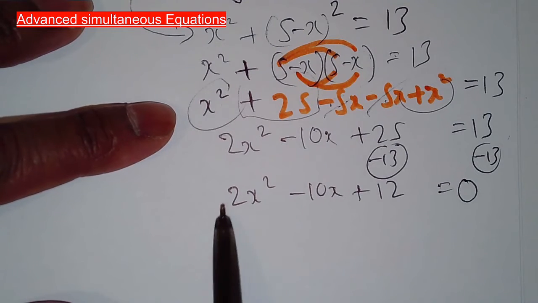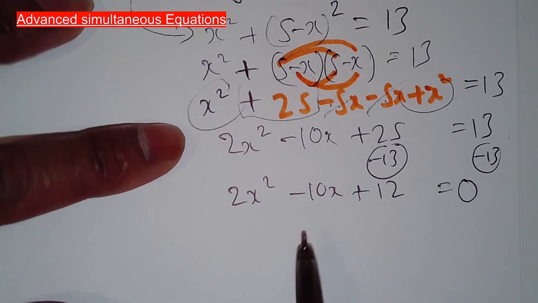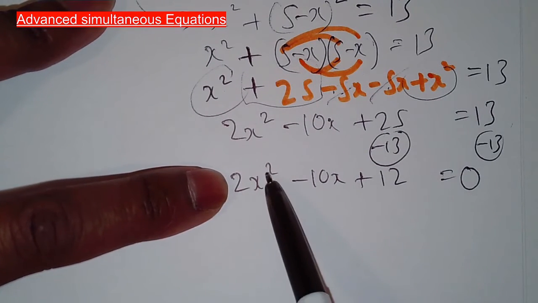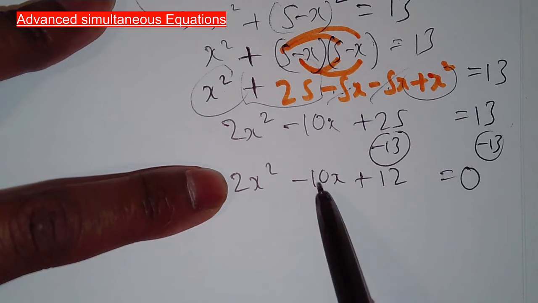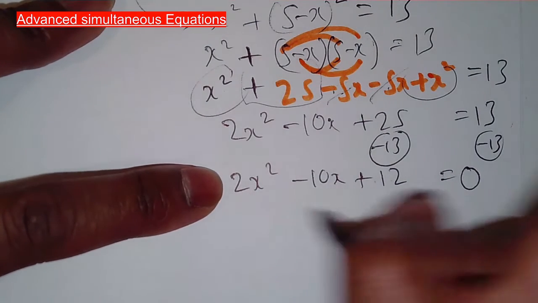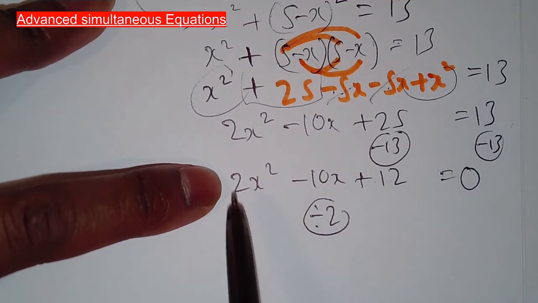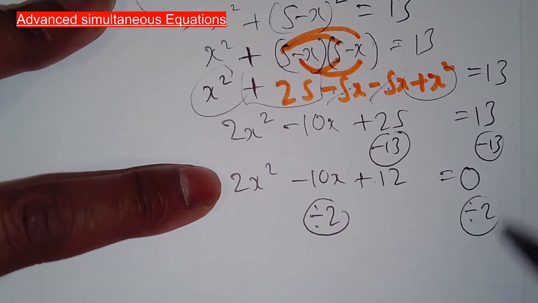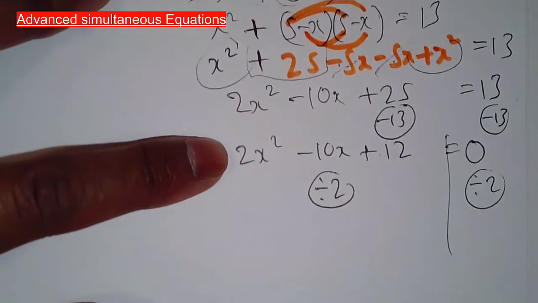It looks like a difficult quadratic equation because there's a number in front of the x squared. But you can play a little trick with this because you know the coefficient of x squared and the coefficient of x are even numbers. So you can divide by 2. Remember, you've got to divide everything by 2. Every single term gets divided by 2. Whatever you do on this side, do on the other side.